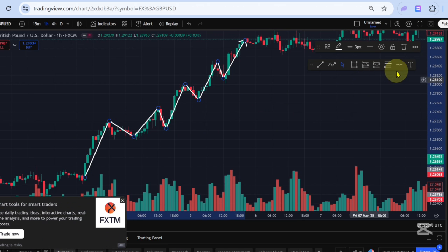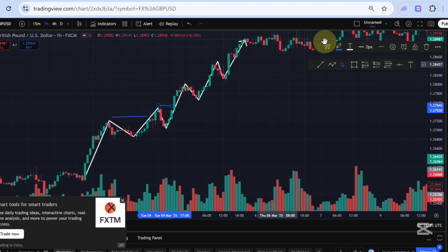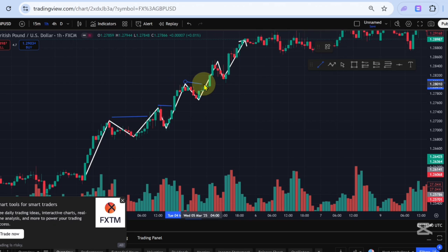And if you check, you see that this particular high right here breaks above this previous high. You can see this particular high breaks above this previous high. And if you check right here again, this particular high breaks above these previous highs. And you can see, guys, this particular high breaks above this high. So in an uptrend, what you should be looking at is a series of higher highs and higher lows.